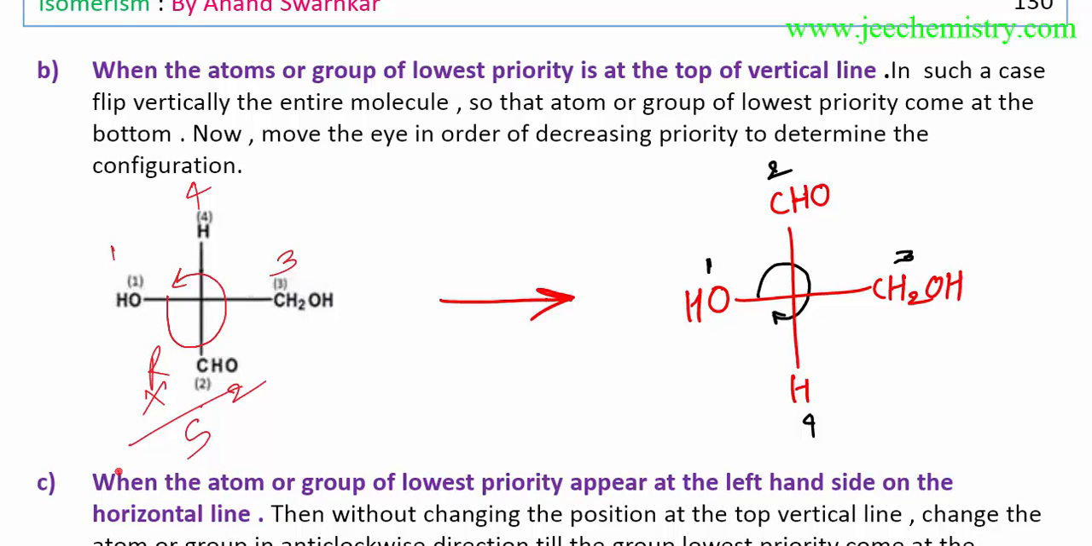Now in this example, the correct answer will be R. Something is wrong. Now in rule 3, if such a type of compound is given, we don't want to convert this compound into another compound or actual structural formula. From this compound we want to answer directly: what is the R/S configuration?